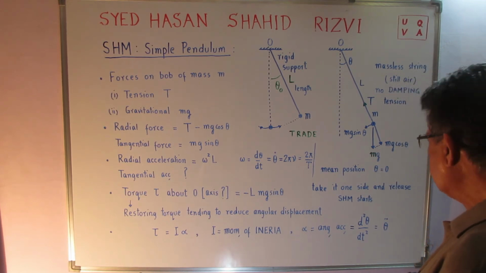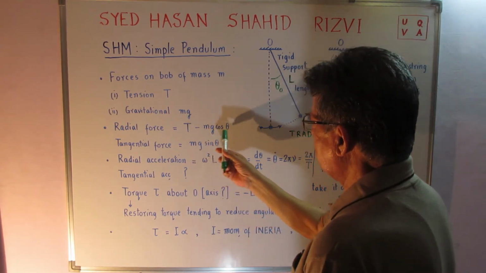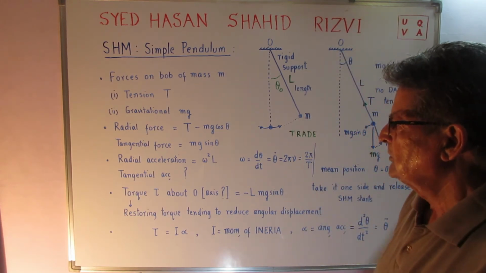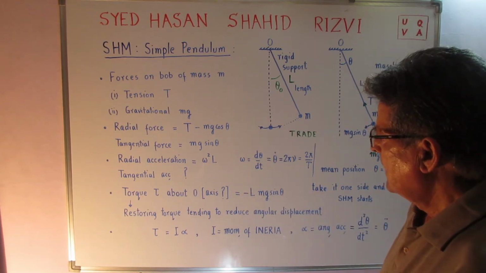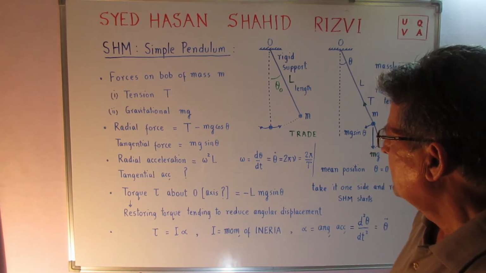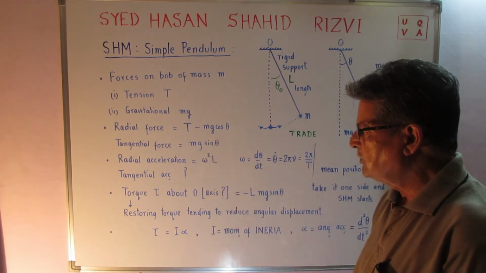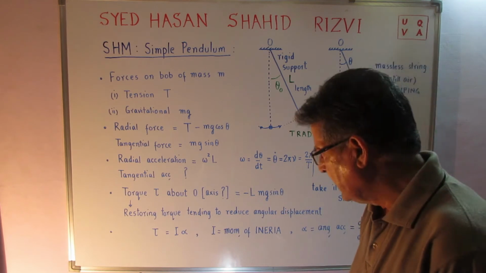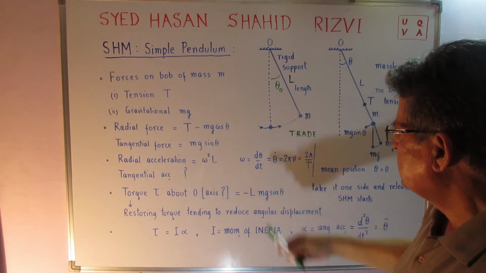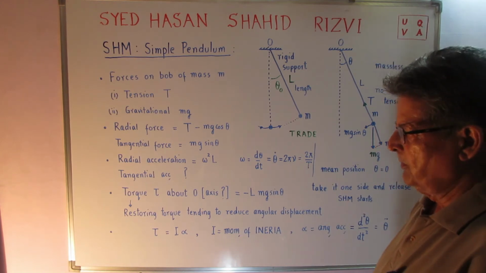So the radial force actually becomes T minus mg cos theta, and the tangential force over here becomes mg sine theta. Of course, let's say, what is the radial acceleration? Radial acceleration is equal to omega square into length L, where omega is d theta over dt, which we also sometimes write as theta dot, which is 2 pi nu, equal to 2 pi over capital T. All these symbols you know from before.